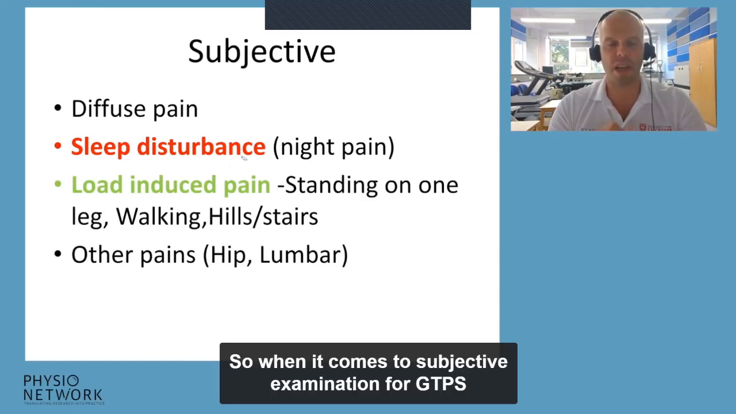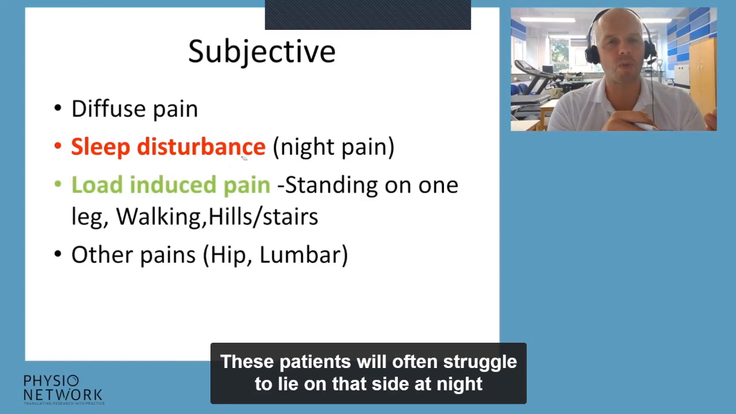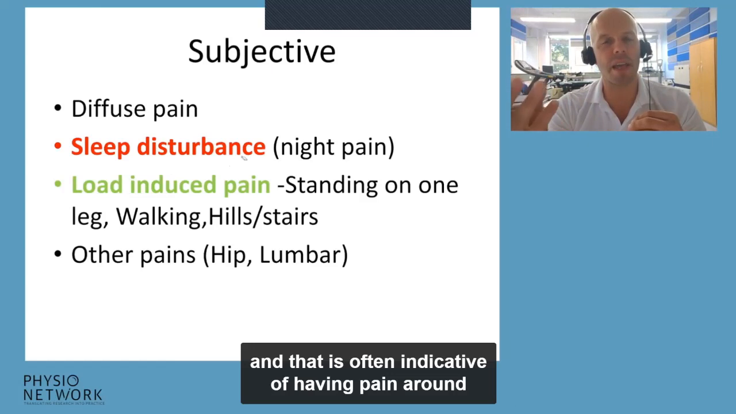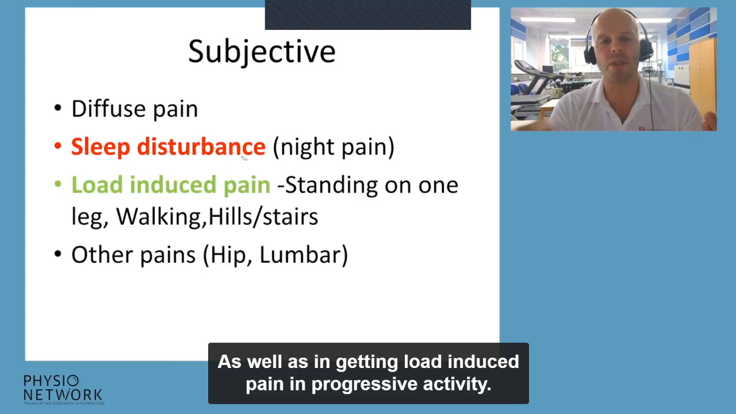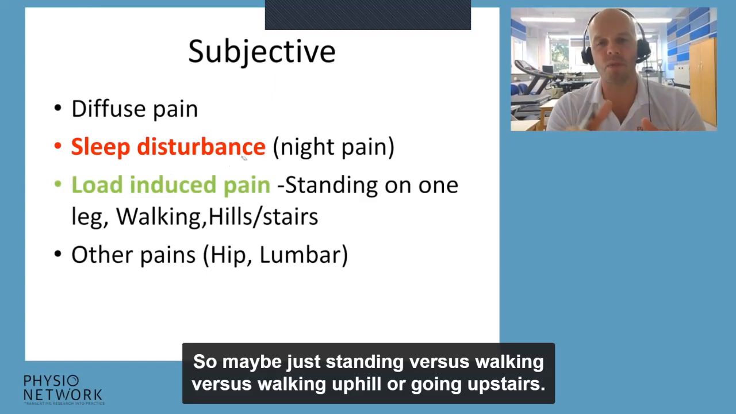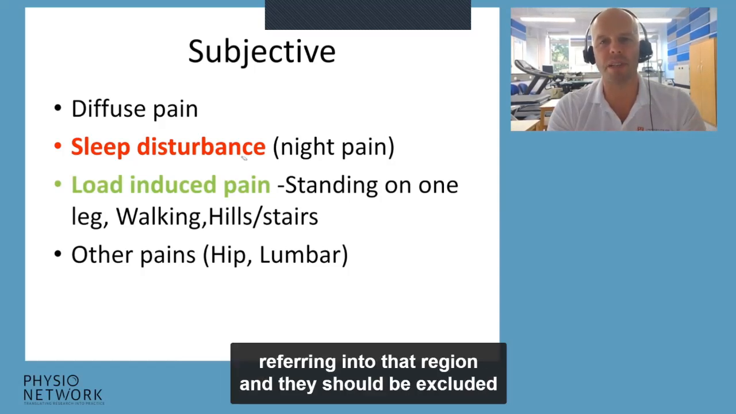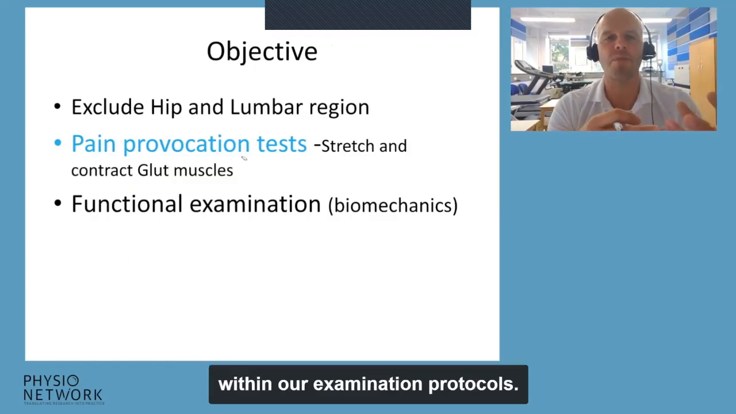So when it comes to subjective examination for GTPS, we've got to consider sleep disturbance as one of the entities. These patients will often struggle to lie on that side at night, and that is often indicative of having pain around the gluteal tendons themselves, as well as load-induced pain in progressive activities, so maybe just standing versus walking uphill or going upstairs. We also need to consider the possibility of hip or lumbar referring into that region, and they should be excluded within our examination protocols.